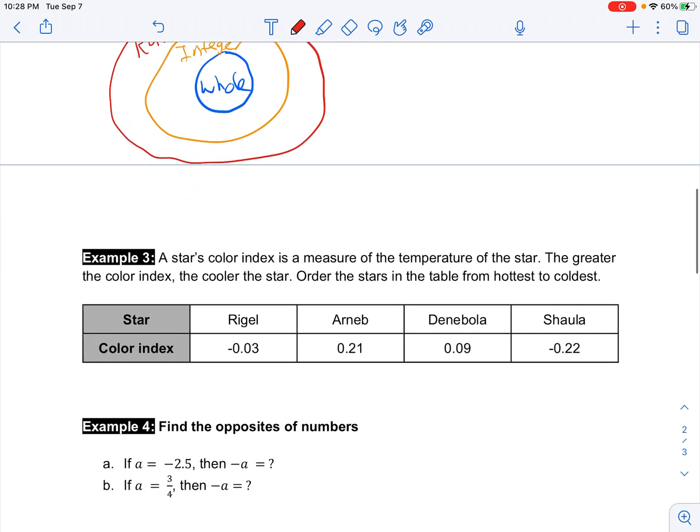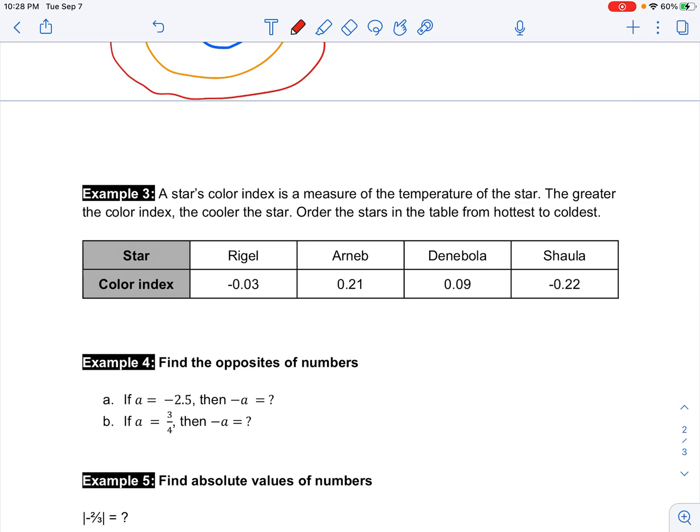So let's take a look at this. A star's color index is a measure of the temperature of the star. The greater the color index, the cooler the star. Order the stars in the table from hottest to coldest. If I want to start with the hottest, I need to find the largest, the greatest number. So that's going to be this one, Arneb. It is the furthest from zero.